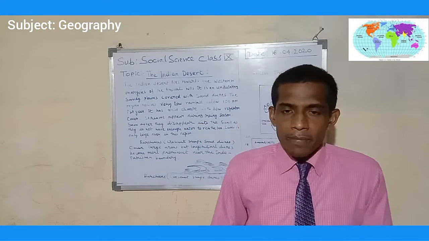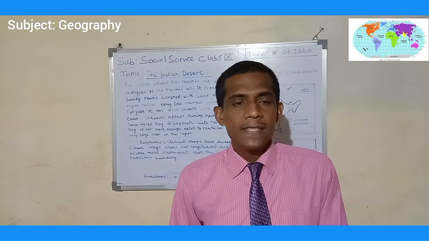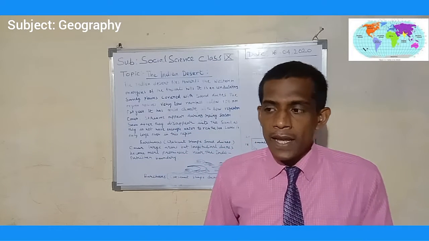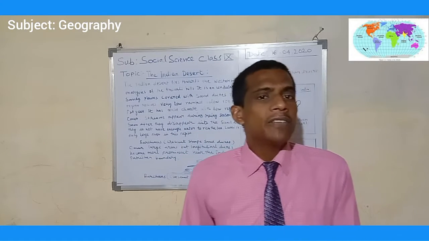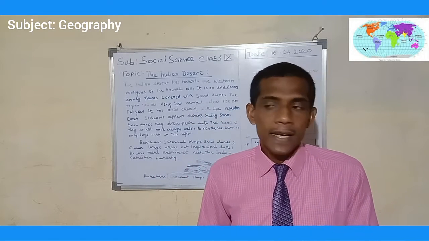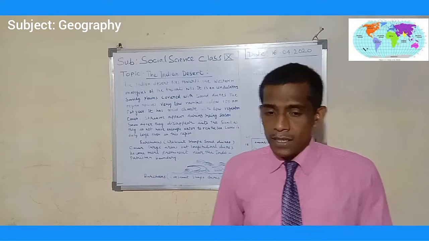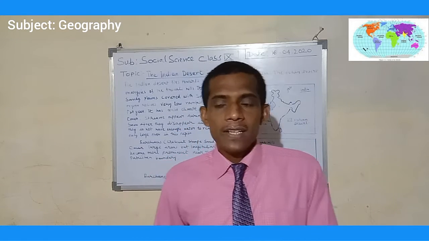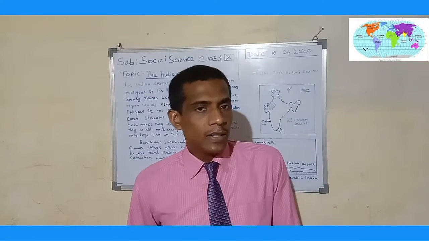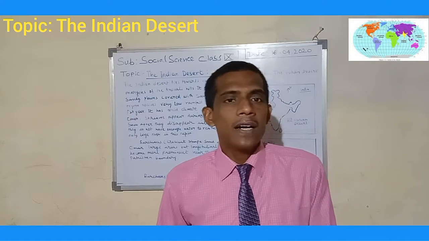This region receives only 150 millimeters of rainfall, and the major river in this region is the Luni. Luni is the main river, and some small rivers also appear during rainy seasons, but after the rainy season most streams disappear.